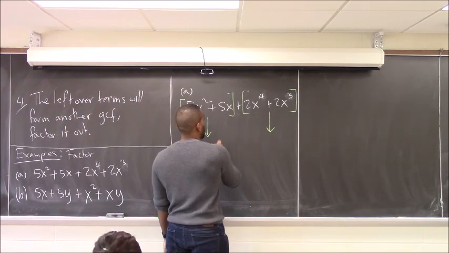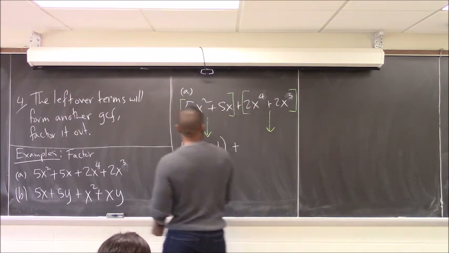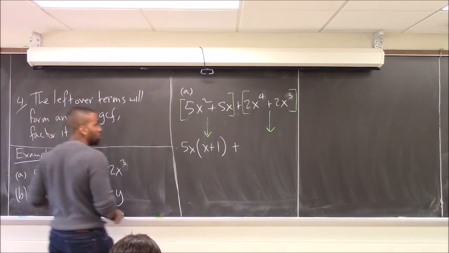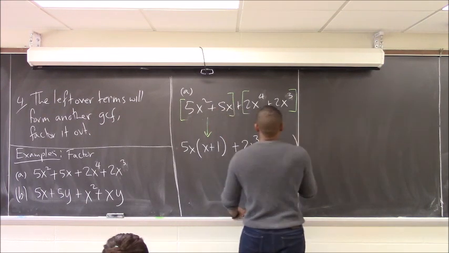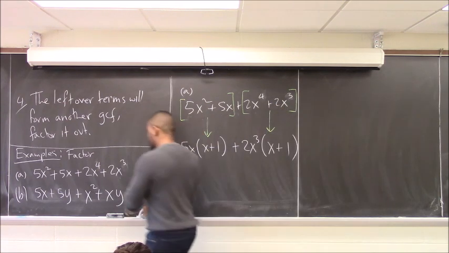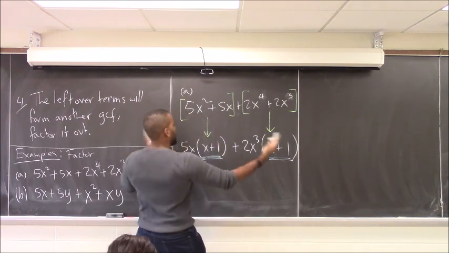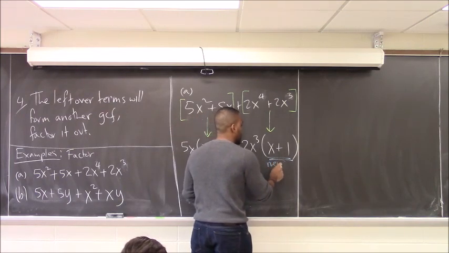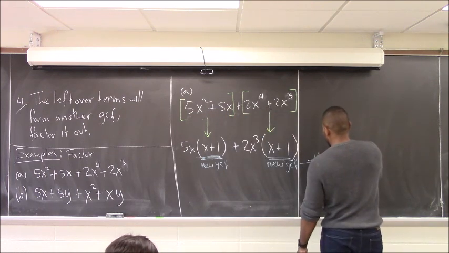x plus 1. Now, what is the GCF over here? 2x cubed. And if I were to factor out the 2x cubed, I would still be left with x plus 1. Now what you realize happened is, if you look at the thing as a whole, this is a new GCF. Right? This must happen for this technique to even be valid.